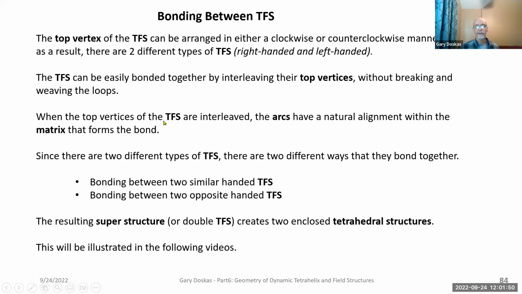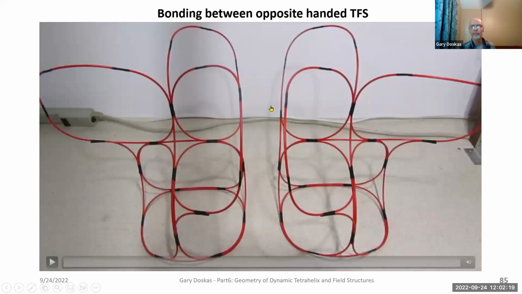Now, when the top vertices are interleaved, their arcs have a natural alignment with each other to form this bond within the matrix. But since there are 2 different types of TFS, there are 2 different ways that these could be bonded together. There's bonding between 2 similar-handed TFS and a bonding between 2 opposite-handed TFS. We'll see this in the next video. The resulting superstructure, or double TFS, creates 2 enclosed tetrahedral structures, which will be shown in the next few videos.